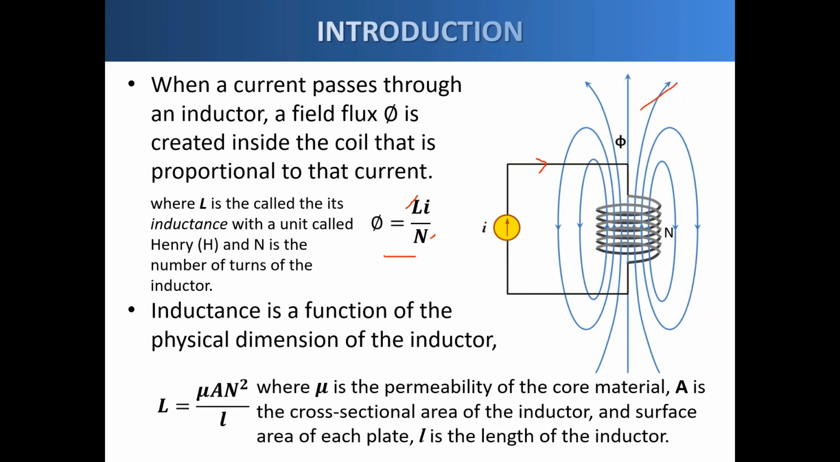Inductance of the coil depends on the physical attributes of that coil and is given by this formula. So it is proportional to the square of the number of turns, the cross-sectional area of the coil, so this is the cross-sectional area, the length of the coil, so this is the length here, and the permeability of the environment where the flux exists.